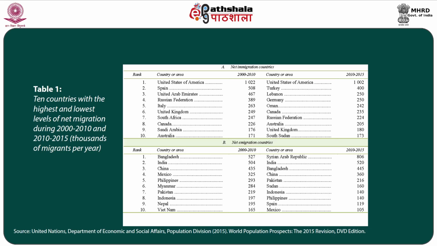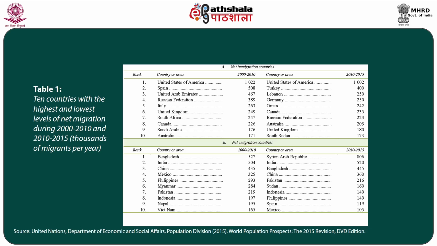Panel B tells us about the various countries with net emigration scenario. These countries for the period 2000 to 2010 included Bangladesh, India, China, Mexico, Philippines, Myanmar, Pakistan, Indonesia, Nepal and Vietnam.